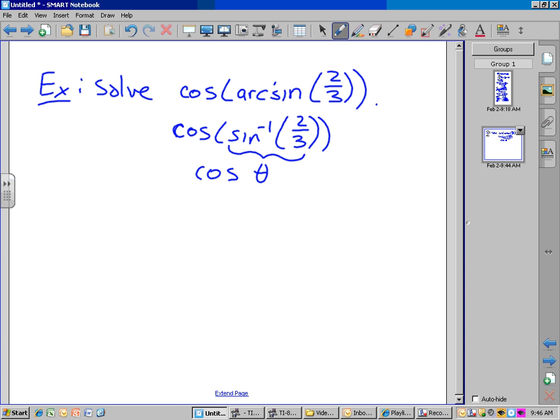And the cosine of an angle is represented by what? Adjacent over hypotenuse, a ratio of sides of a triangle. So our final answer should be some fraction, right? We're not trying to find an angle here. I don't care what theta is. They didn't ask us to find theta. They want to know what the cosine of theta is, theta being represented by an inverse. So let's see what we can figure out here. You need to draw a triangle to solve this.